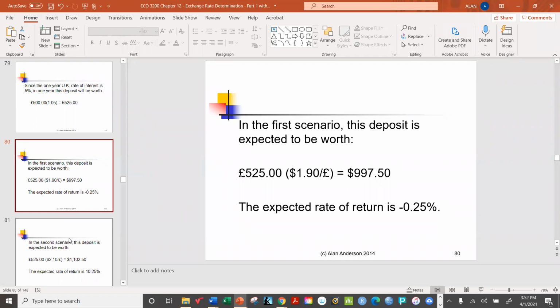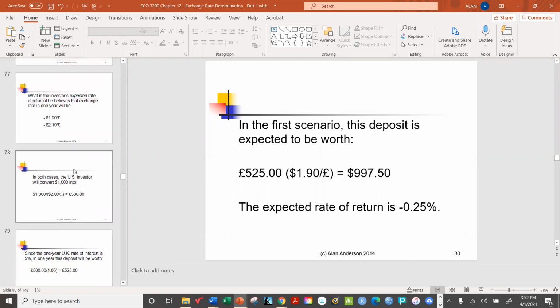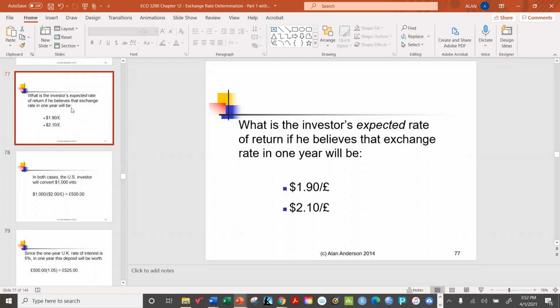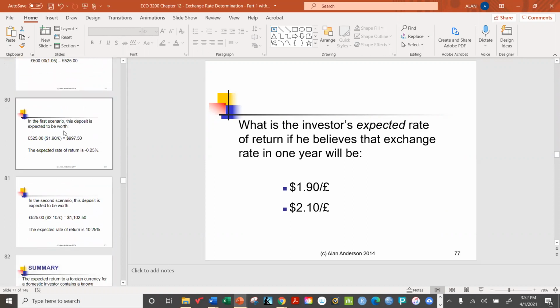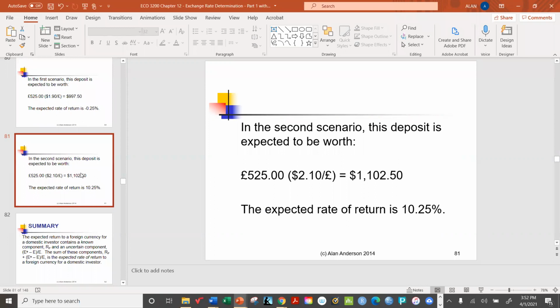But on the other hand, what if we expect a weaker dollar in the future? $2.10, for example. What does that do to our rate of return? Well, that makes a staggering amount of difference. Look at this. All of a sudden, instead of getting less than $1,000, we're getting $1,102.50. The expected return now is 10.25%. So that would be the case when you really want to invest in the UK, because you're not likely to get that rate of return in the United States.